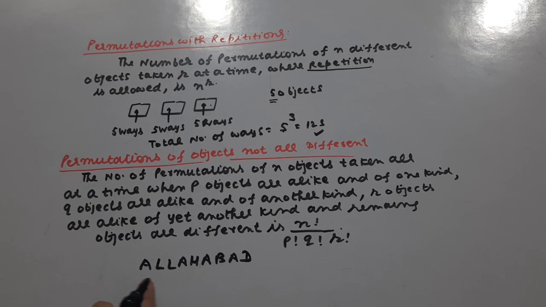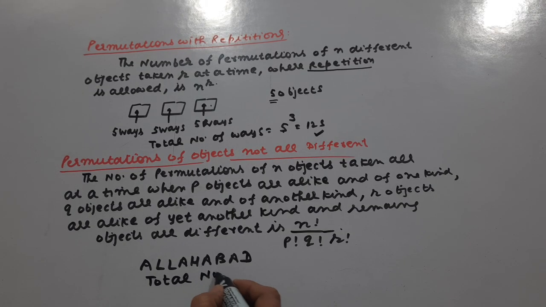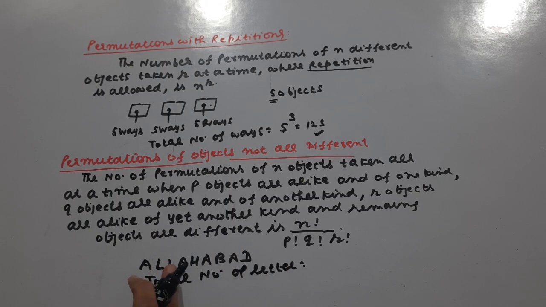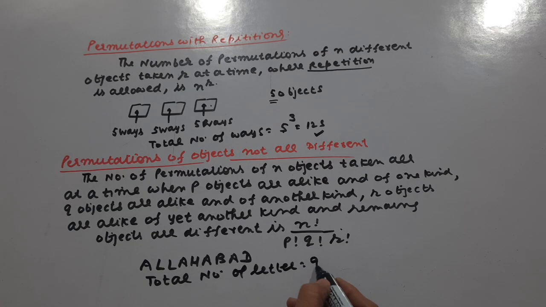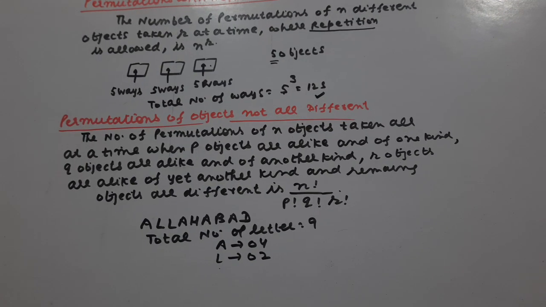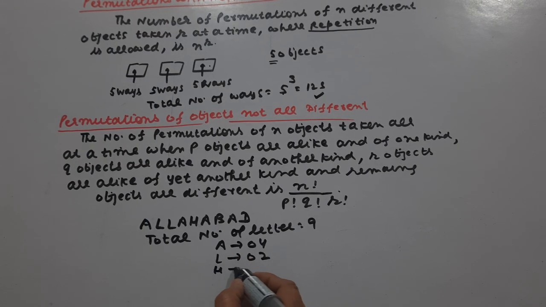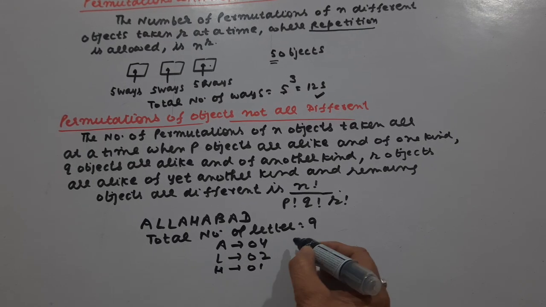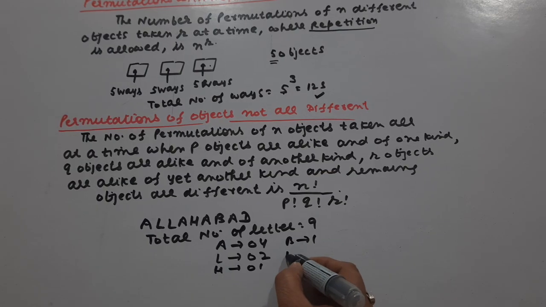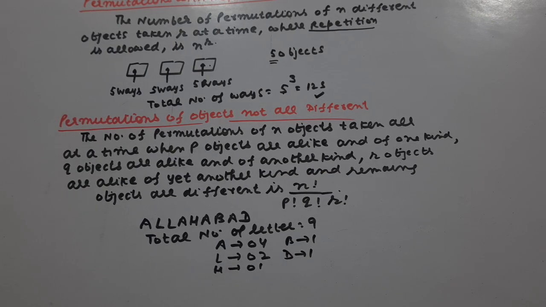Now students, you can see here the total number of letters: 1, 2, 3, 4, 5, 6, 7, 8, 9. Total number of letters is 9, in which A is coming 4 times, L is coming 2 times, right? And then H is coming 1 time, B is coming 1 time, and D is 1 time. So total are 9 letters.